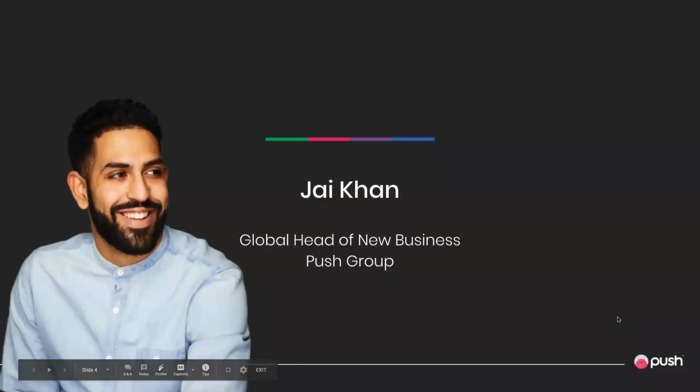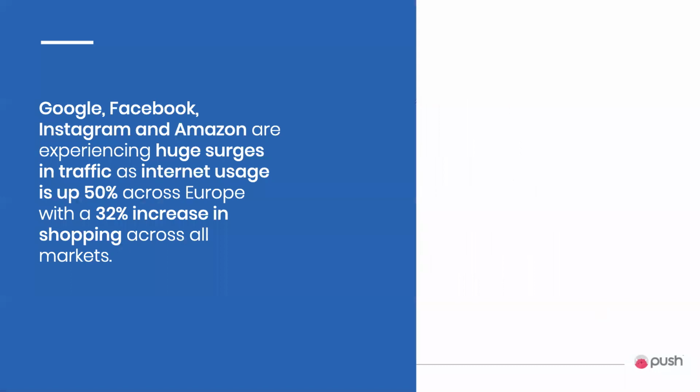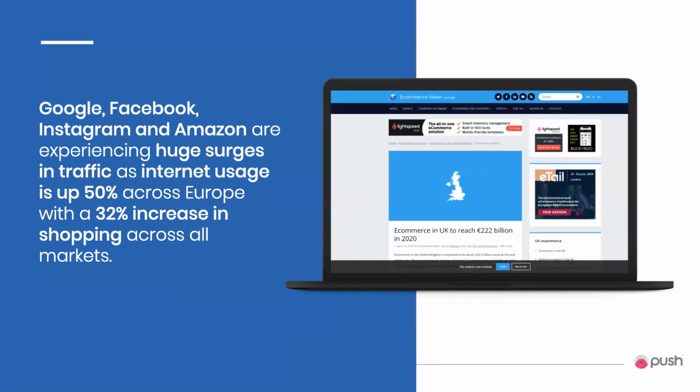First of all, let's just talk about what is happening currently in our industry. Well, every single platform, Google, Facebook, Instagram, Amazon, Microsoft Ads, they're all experiencing huge surges in traffic because everybody is at home. So internet usage is up massively, 50% across Europe. There's a 32% increase right now in shopping across all markets.